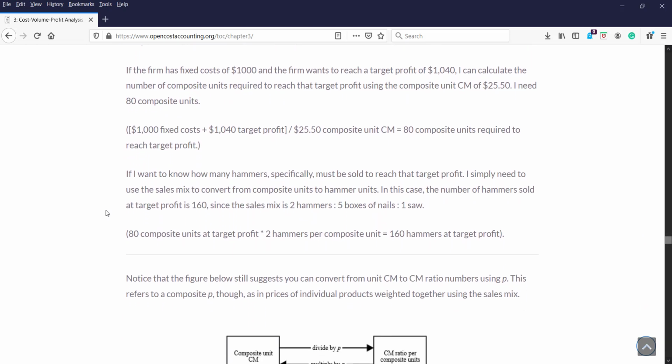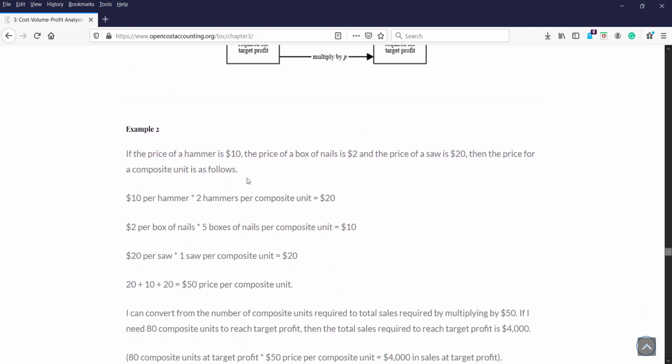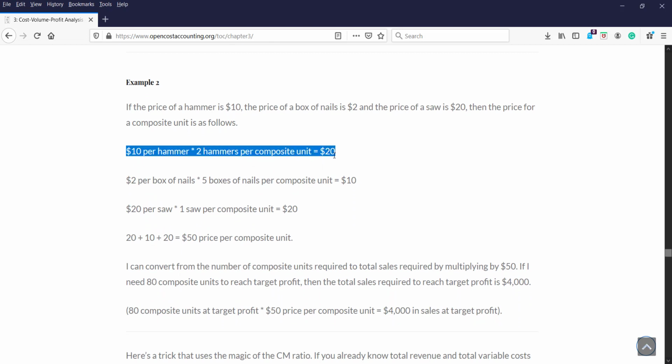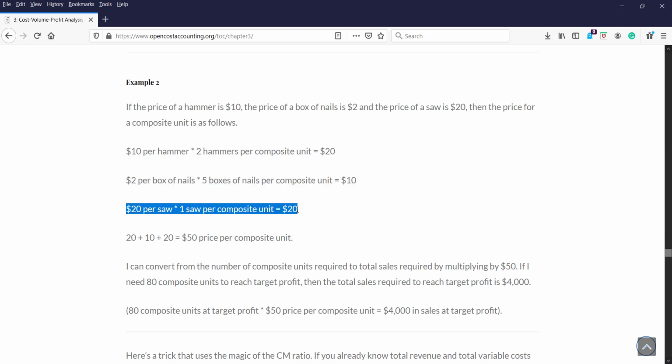Okay. Similar to CM ratio, we can do the same idea. Taking this very similar or the same example, now I have to have the price per unit so I can get a CM ratio out of it. We have total revenue for the 2 hammers in the composite unit of $20. Total revenue for the nails in this is revenue, not contribution. Total revenue for the nails in the composite units, 5 boxes of nails, is $10. And then we have total revenue of $20 for the 1 saw in each composite unit. So now we have a $50 price per composite unit.